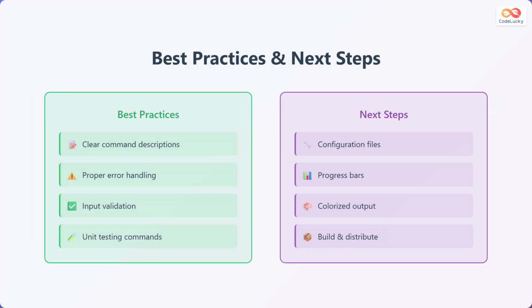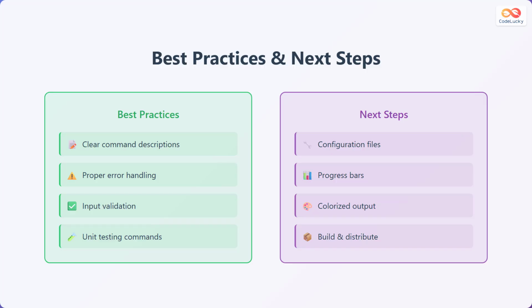As you build more sophisticated CLI applications with Cobra, following best practices will ensure your tools are professional and maintainable. Always provide clear, helpful command descriptions that explain what each command does and how to use it. Implement proper error handling throughout your application, providing meaningful error messages that help users understand what went wrong. Validate all user inputs to prevent unexpected behavior and crashes. Write unit tests for your commands to ensure they work correctly as your application grows.